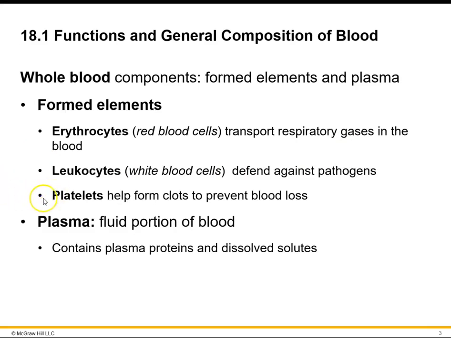Platelets. These guys help to form blood clots to prevent blood loss, and they're formed out of a larger cell that basically breaks up into these little pieces that we call platelets. So again, platelets are better referred to as a formed element. And then you have the extracellular matrix, or the plasma of the blood connective tissue. Plasma, again, is going to be the fluid portion of blood, so that's going to be water, plasma proteins, and dissolved solutes.